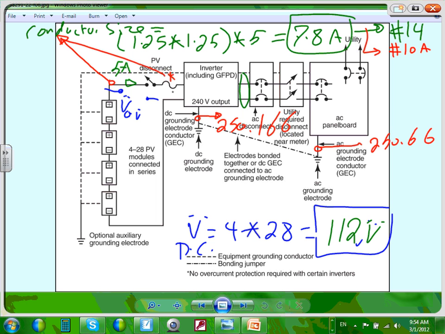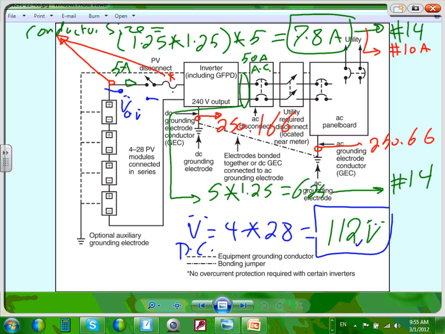Let's just say we're inverting at another 5 amps AC. So you take this 5 amps AC, guys. You take 5 amps multiplied by 1.25. What would that give you? 5 amps, 1.25 times 5 equals 6.25 amps. And this will get you number 14 and an overcurrent protection device of 10 amps.